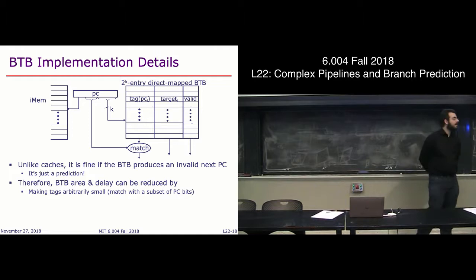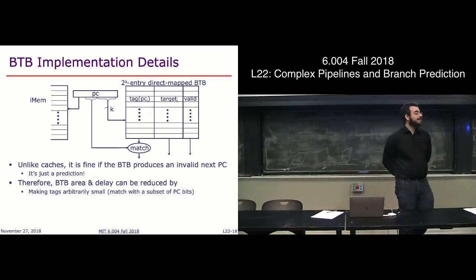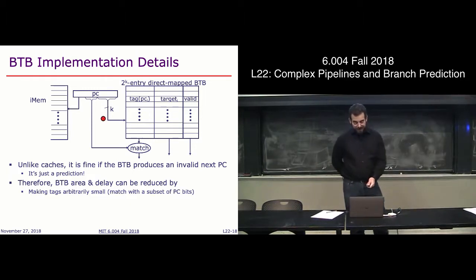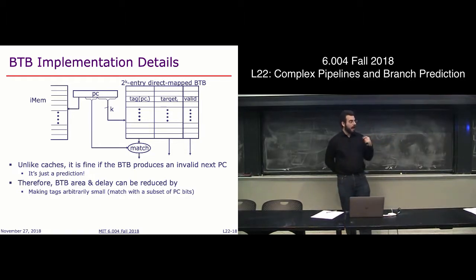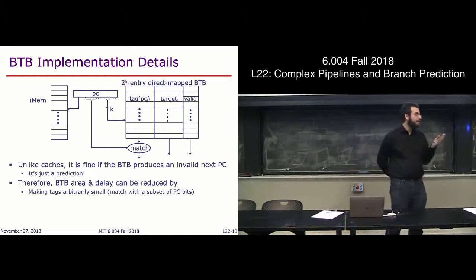When you say invalid next PC, the case that you're talking about means that you're fetching a valid PC, but for the wrong tag, I guess? Right. Exactly. What happens is that you can have 2 jumps that fall on the same index and have the same 4 or 5 tag bits that you're storing. So you actually have a conflict there. But that's okay. In that case, you'll have a misprediction.